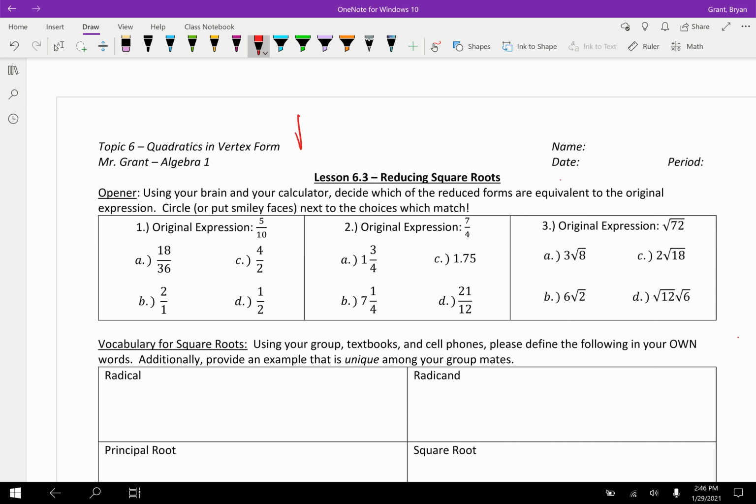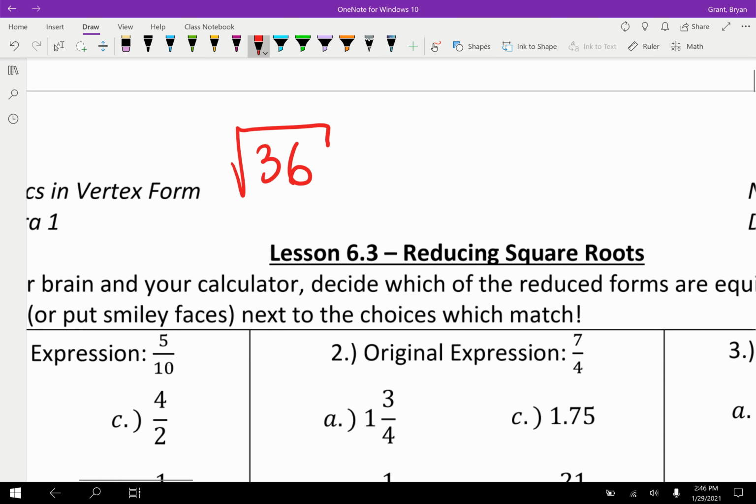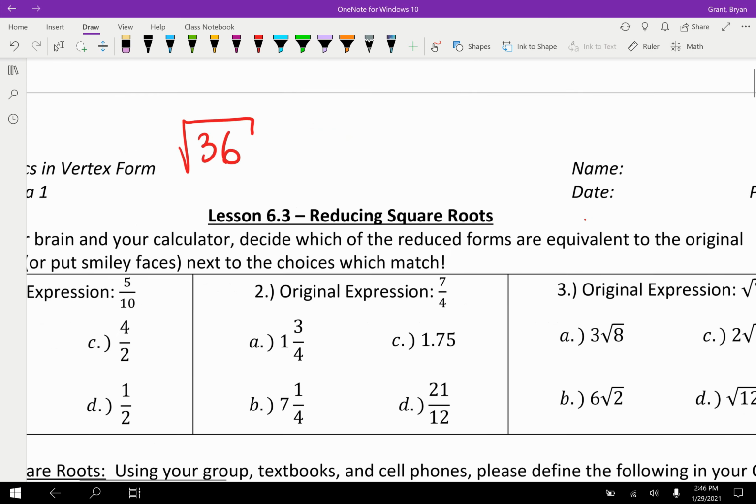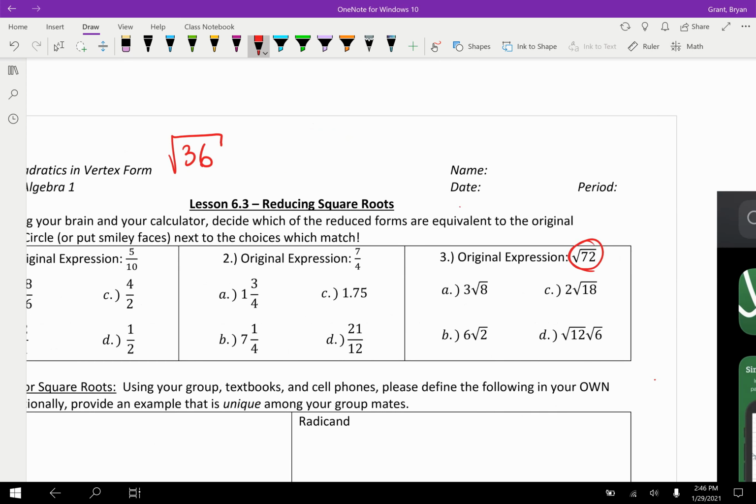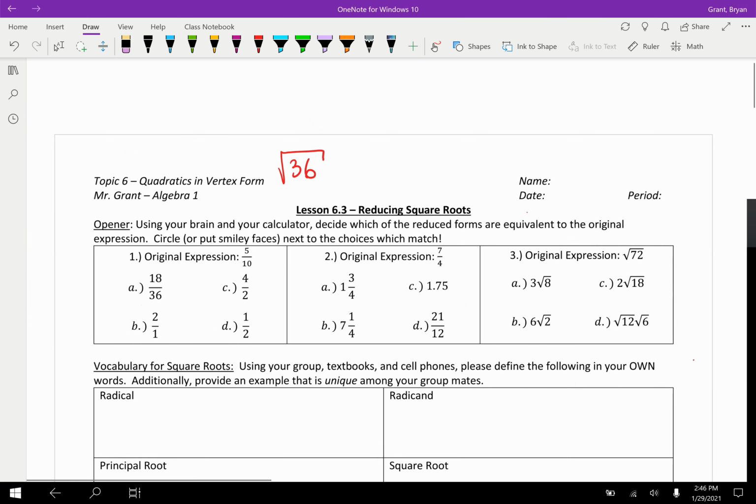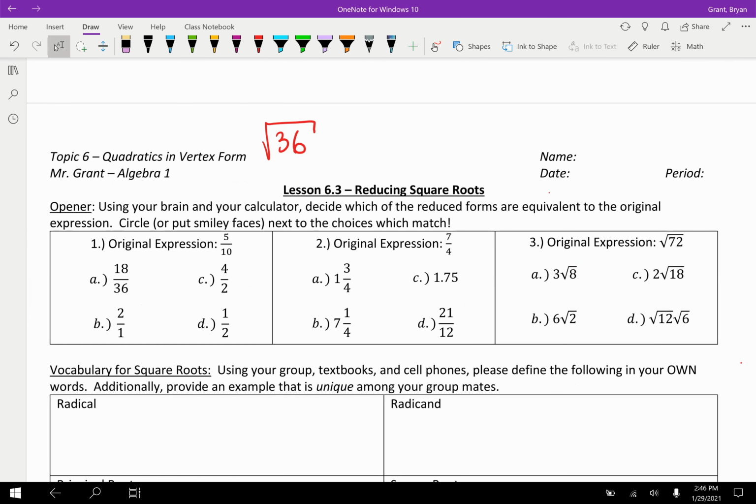So the first one I'm going to ask you about is the square root of 36. You also might notice, by the way, that I put a little tail on my square root here. And you'll see square roots over here. Most computers don't put a tail at the end, and I think most teachers don't either. But I had a professor that did that in college, and I liked it, so I put a little tail.